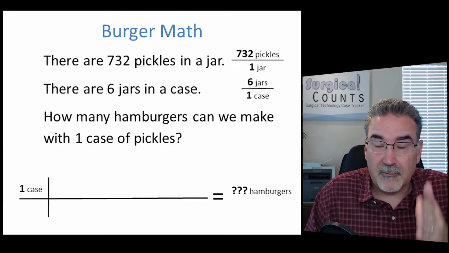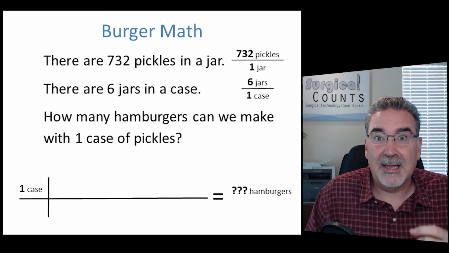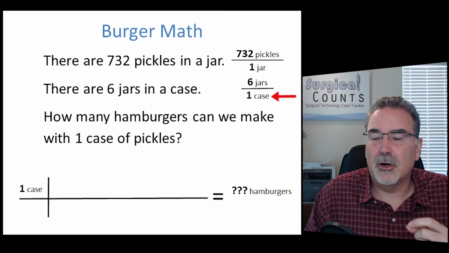Well, we're first going to draw our vertical line just to keep things neat. And then we're going to look for a relationship that involves cases. Well, here's one, 6 jars over 1 case. So that's the one we're going to use.